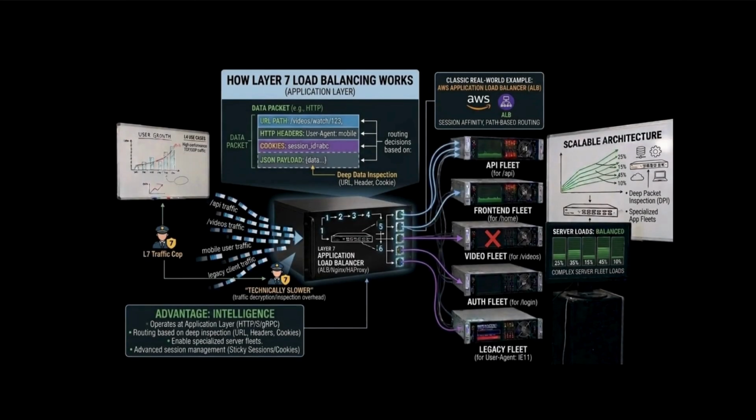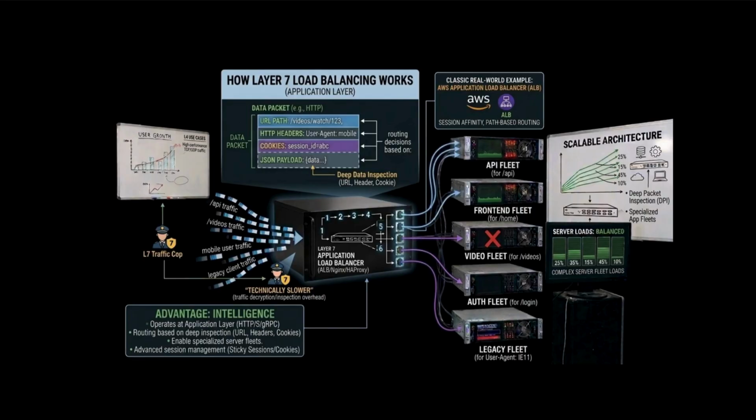Layer 7 load balancing operates at the application layer, specifically focusing on HTTP and HTTPS traffic. Because it understands the application protocol, it can look deep inside the request to make routing decisions based on URL paths. For example, sending all traffic for slash API to your API fleet while sending slash videos to specialized video processing servers. HTTP headers, like identifying different types of clients or devices, or cookies, like managing advanced session affinity or alpha beta testing. This gives you incredible flexibility for complex architectures.